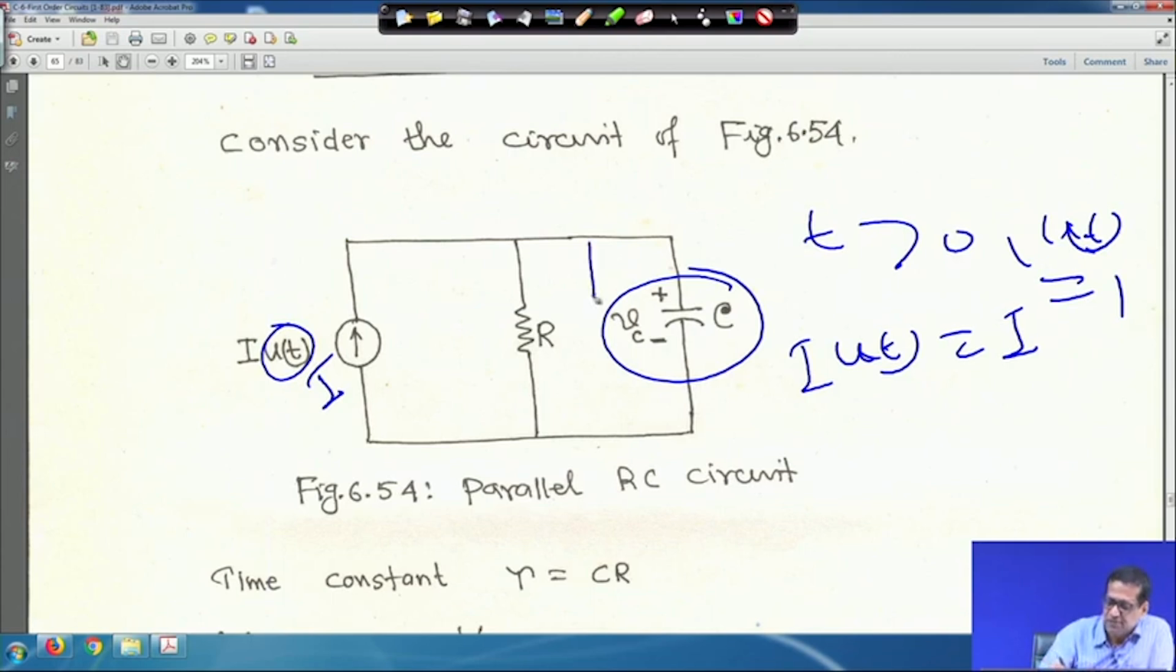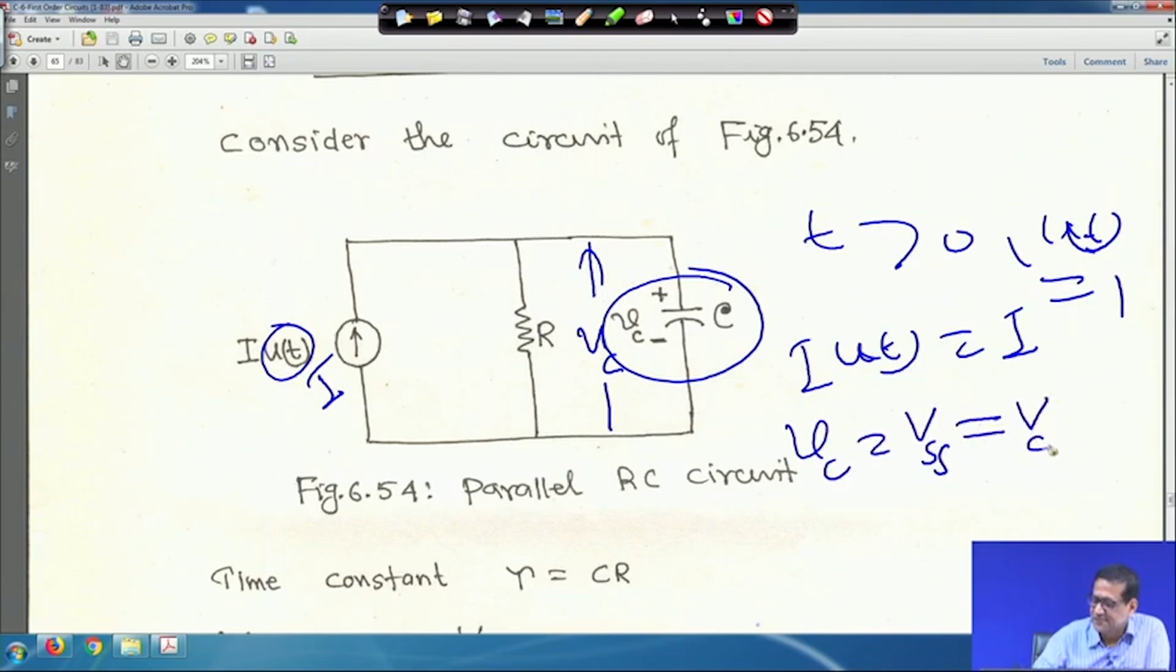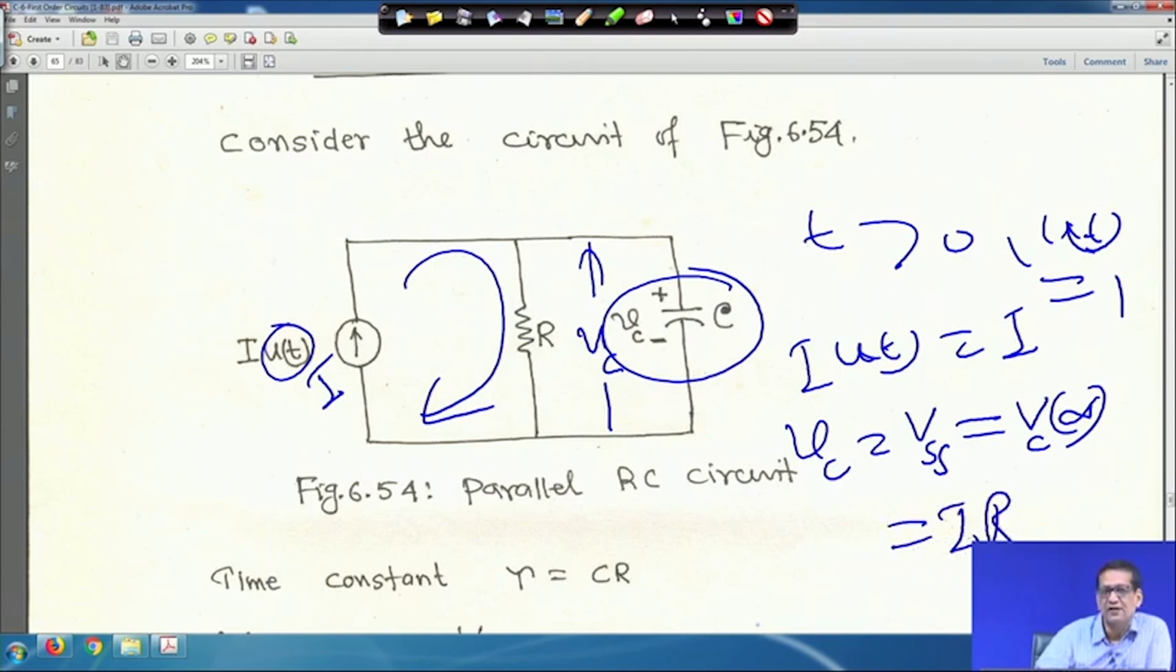That means the voltage across this capacitor V c, that is your steady state response, V c infinity. In that case the steady state V c is the same thing, V c infinity, and this current I will be flowing like this. So, it will be equal to I into R. I hope this is understandable to you. And tau, the time constant, is equal to C into R.